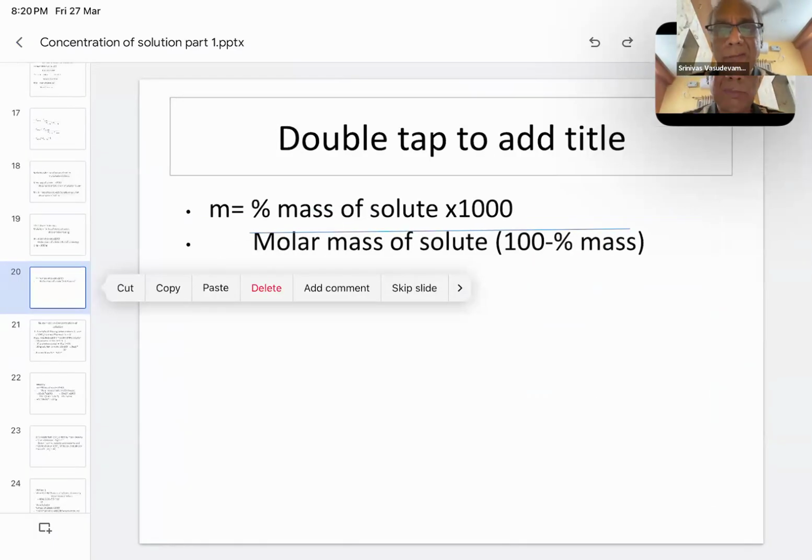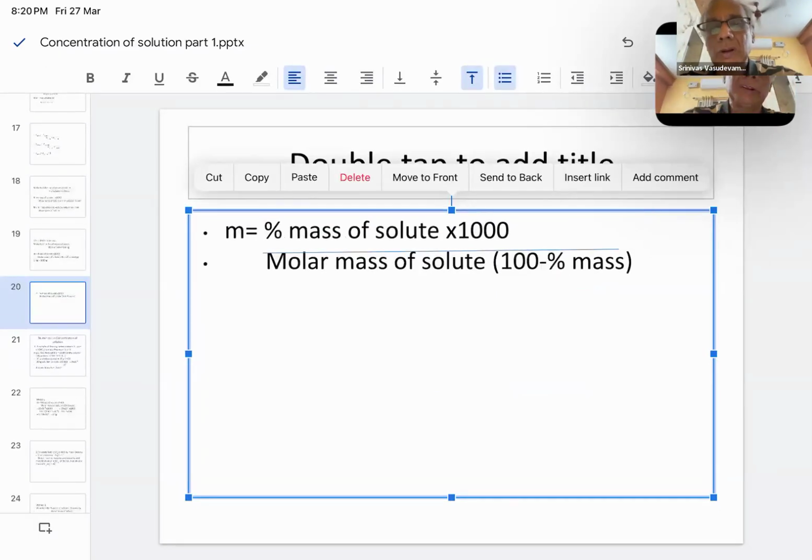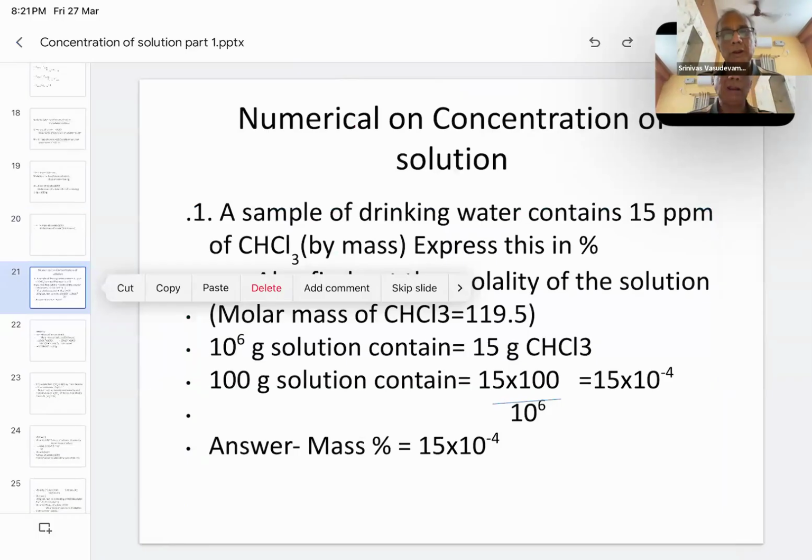If percentage mass is given, then molality equals percentage mass of solute divided by molecular mass of solute into 1000 divided by 100 minus percentage mass of solute. Right. These are the formulas we have taken.